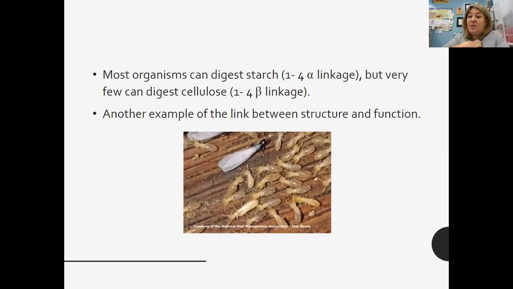We can't digest cellulose. Cows are a good example of something that can't digest cellulose. You hear cows, they chew cud. It's because they chew and chew and chew on the grass, and they can't digest the cellulose, but they get as much of that material out of there as they can. And we're the same way. Corn is a good example. You can eat the corn, you can eat the stuff in the corn, but when you go to the bathroom later on, you're going to see corn kernels come out because we can't digest that.